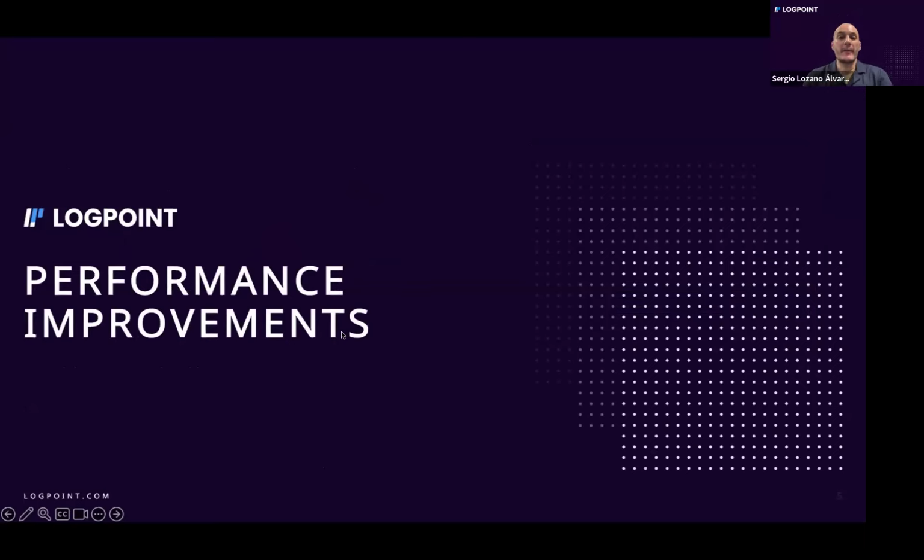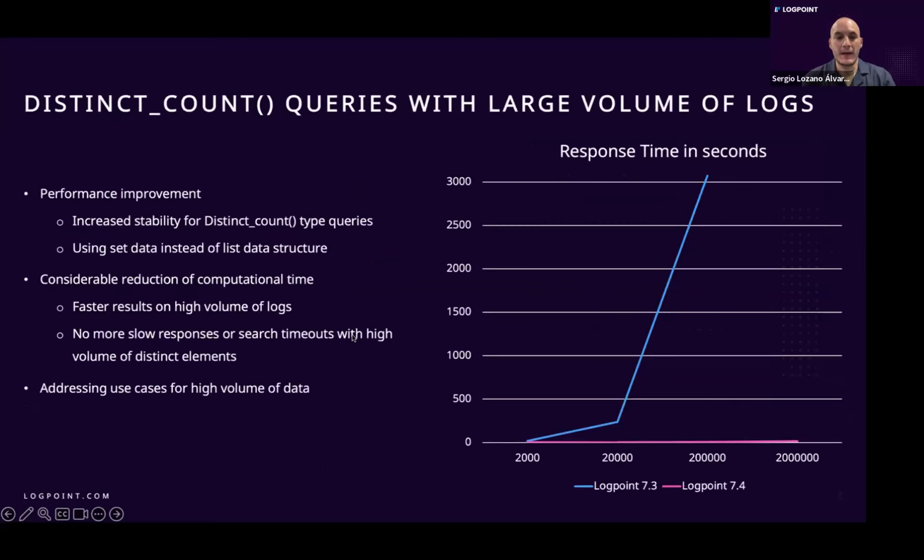All right, so one of the main improvements in this release is the performance improvement, specifically when it comes to querying large volumes of data using distinct count type of queries. The first thing we're going to look at is this graph on the right side, where you can see the difference between one version and the other. On the vertical axis, we can see the number of seconds it takes to retrieve the count of logs, which is the horizontal axis. From hours or timeouts to no difference, just seconds. This is the main improvement.